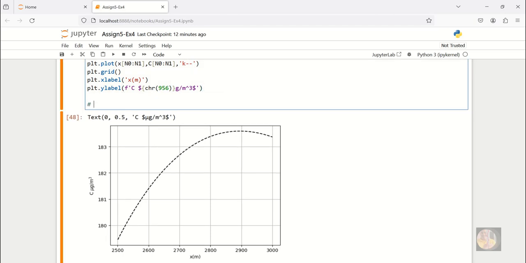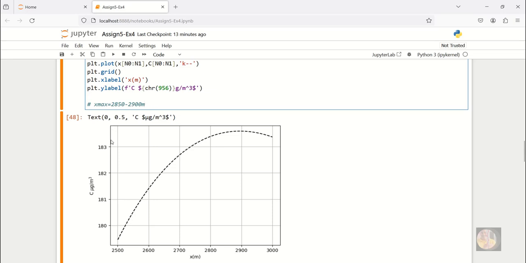This is the graphical method. So x max, it's somewhere between 2,850 and, in meters. So this is your x max.